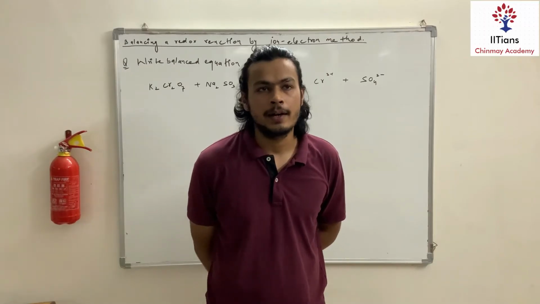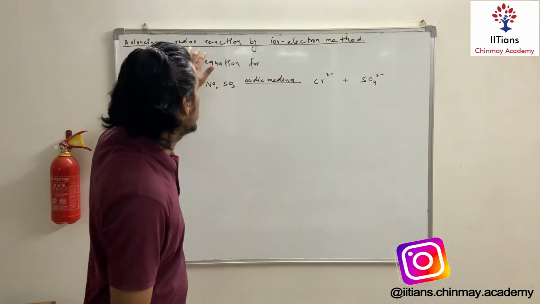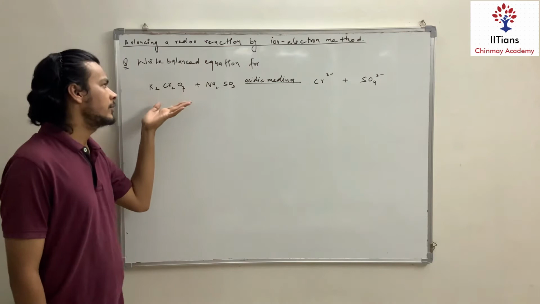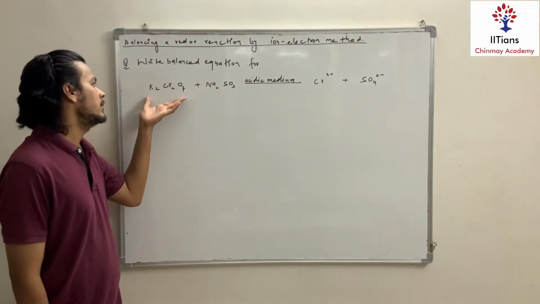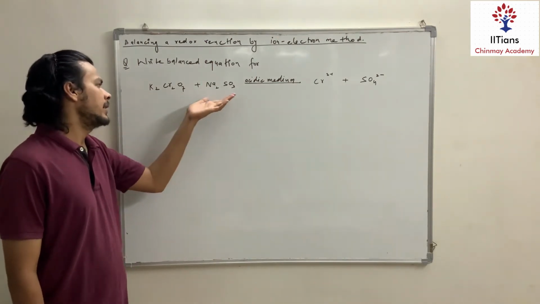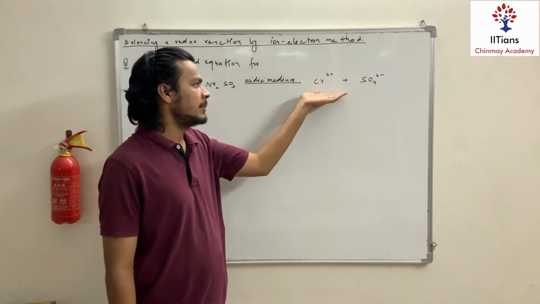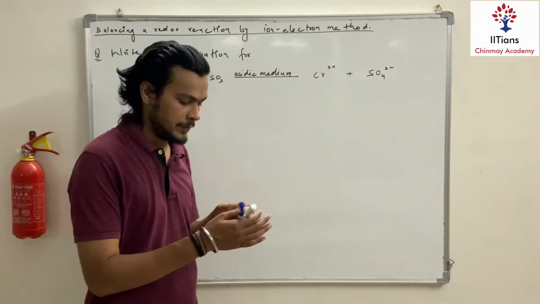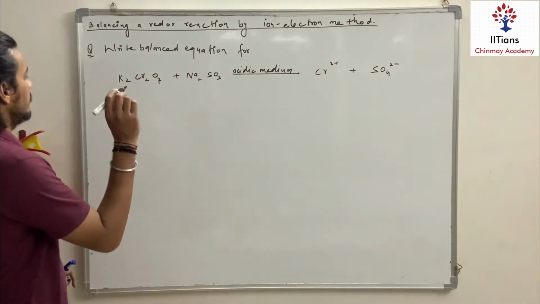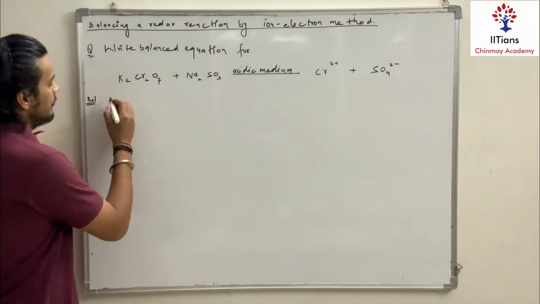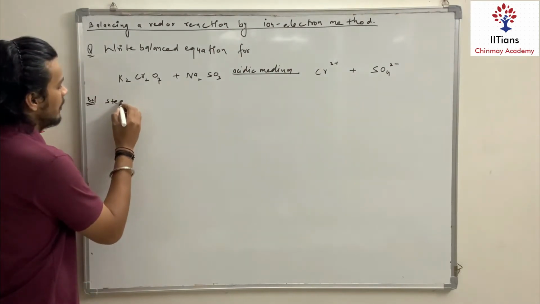So today we will look at balancing a redox reaction by the ion electron method. I've already written down the question, so we have to balance this equation in which potassium dichromate reacts with sodium sulfite in acidic medium to give Cr3+ and sulfate ion. In solving this there are several steps involved, so we will do them one by one.